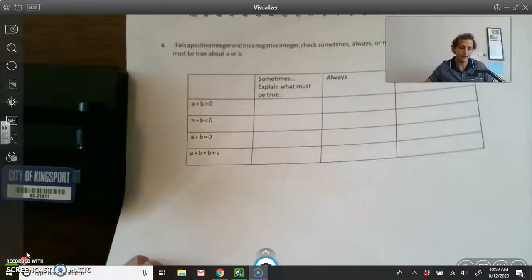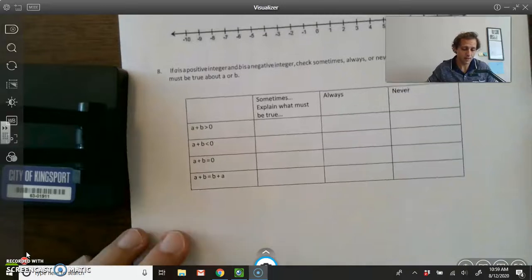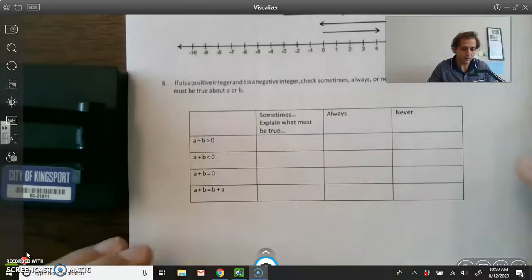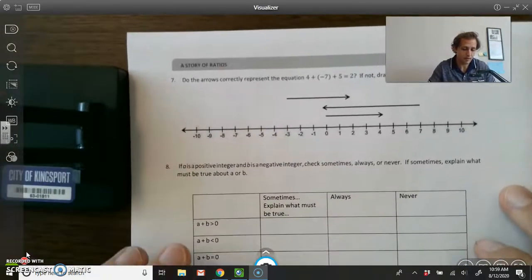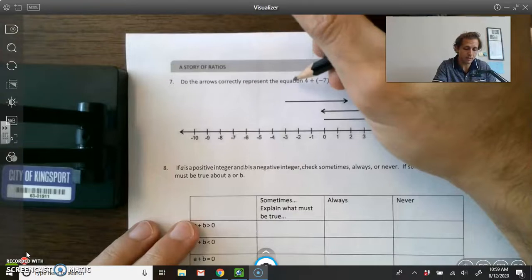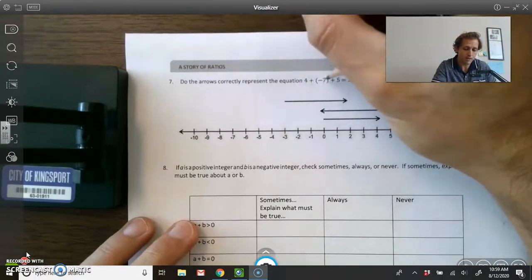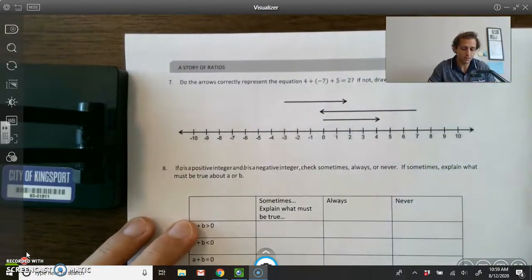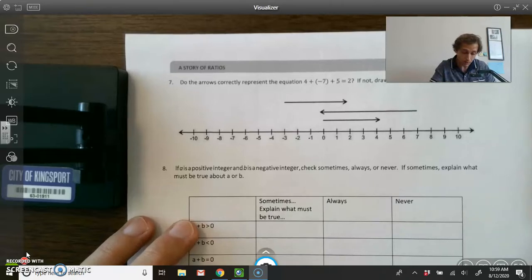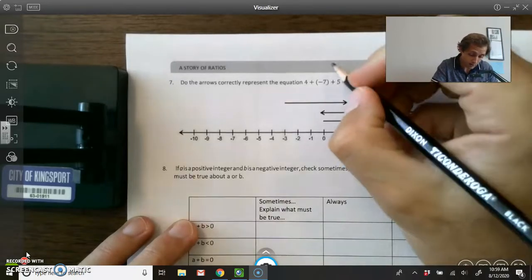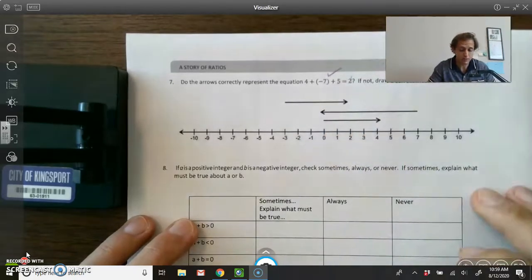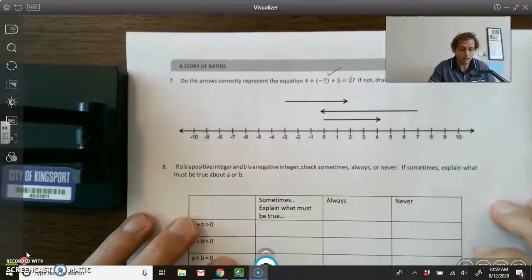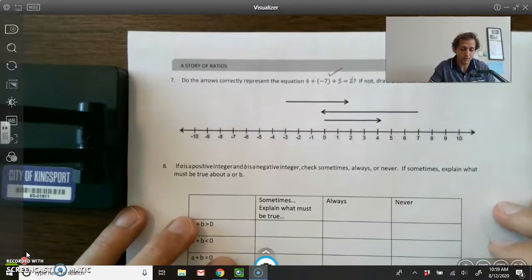All right. We're going to do number 7, and we're going to skip number 8. If I look at number 7, it asks, do the arrows represent the equation 4 plus negative 7 plus 5 equals 2? Now, this equation is correct. We're going to start with that. It's correct. 4 plus negative 7 plus 5 does equal 2.